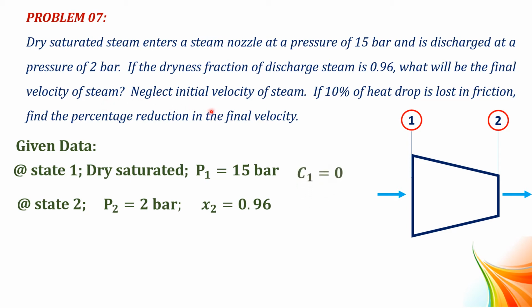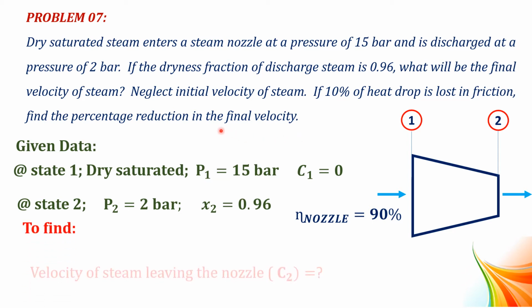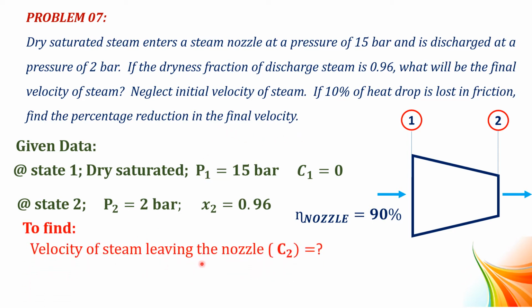So we have to find out the final velocity of steam, C2. Neglect the initial velocity of steam, so C1 equal to 0. If 10% of heat drop is lost in friction, then the nozzle efficiency is 90%. So also find the percentage reduction in final velocity. So we have to find out the velocity of steam leaving the nozzle C2 and percentage reduction in the final velocity.